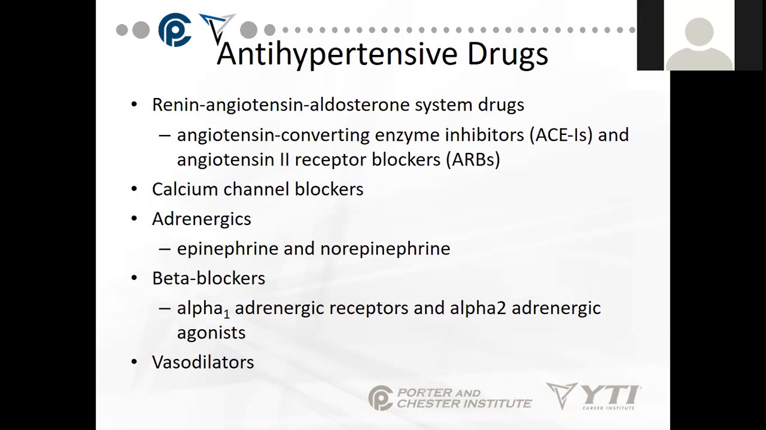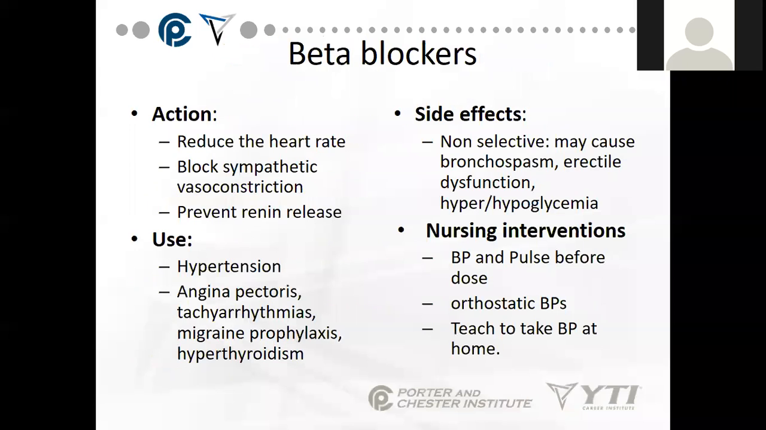And another thing they have in your book is really great. I really like your book. It's good. Box 8.3 shows you the general nursing implications for antihypertensive drug therapy and how to go about the assessment, the planning, the implementation, and how to go about monitoring your patients. Right here, it talks about the different beta blockers, the actions of the beta blockers on this screen here, the uses and the side effects, and also your nursing interventions.